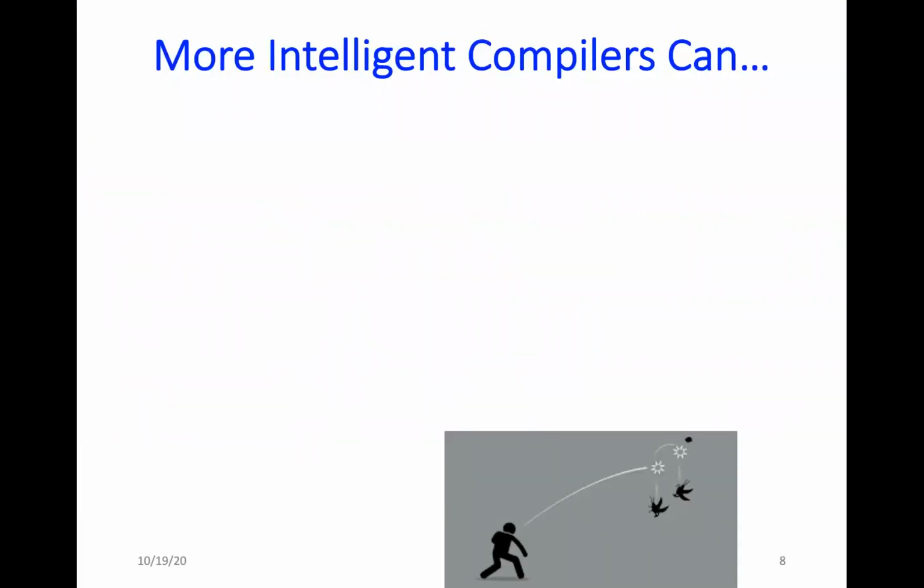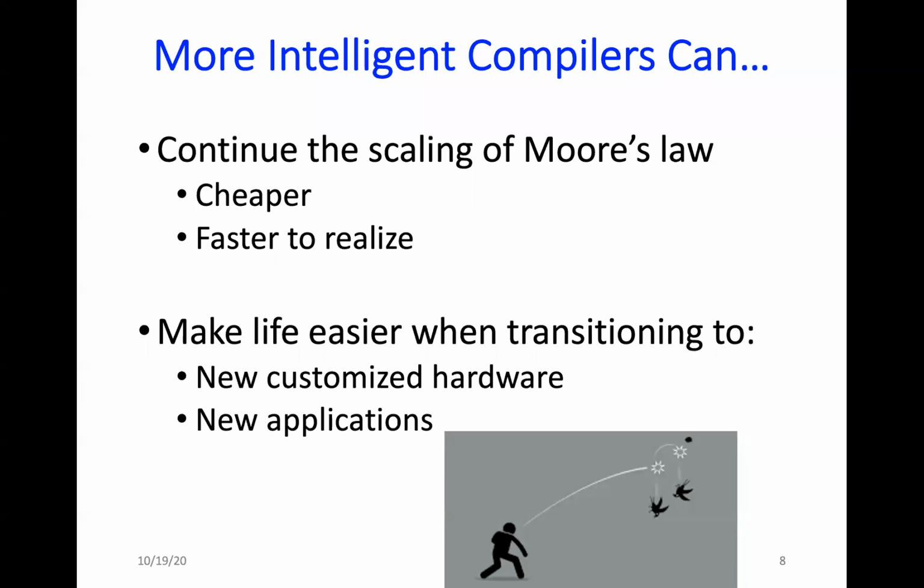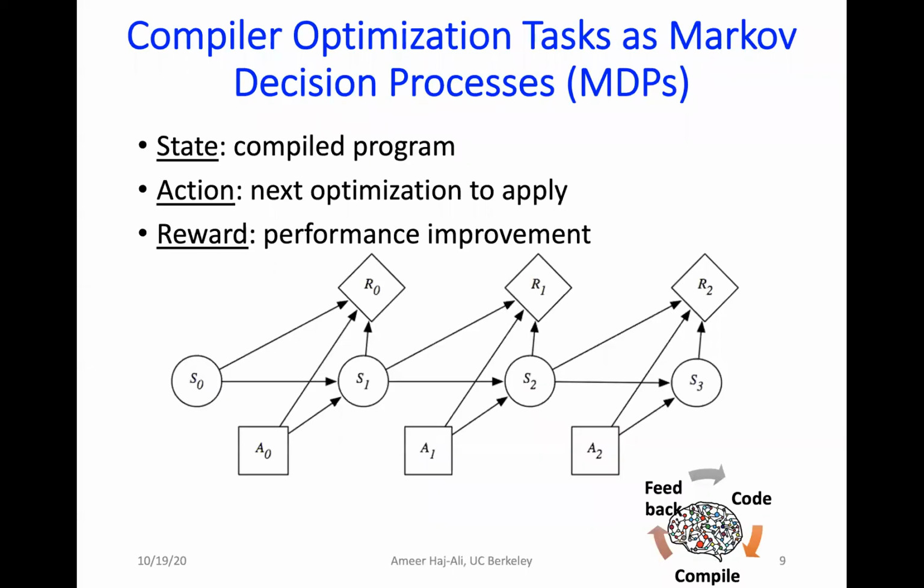With such compilers, we benefited in two aspects. First, we were able to continue the scaling of Moore's law in a much cheaper and faster to realize way. And second, we made life easier for programmers, to transition to new customized hardware and new applications. So how did we do that?